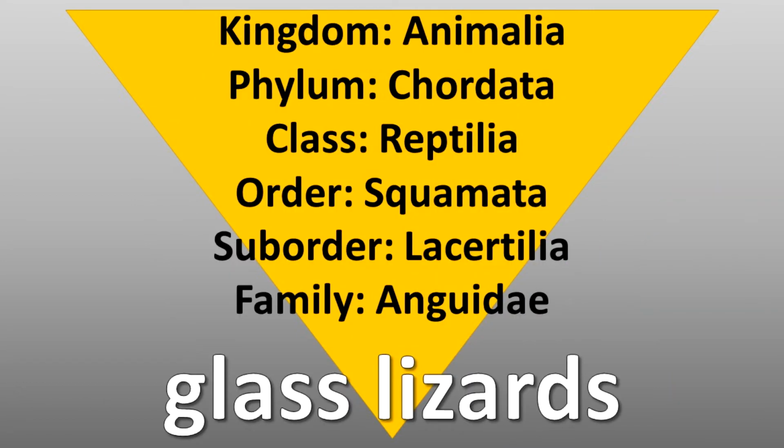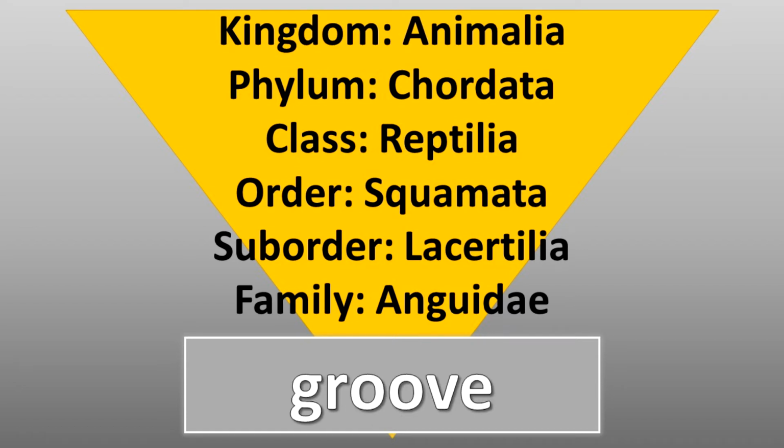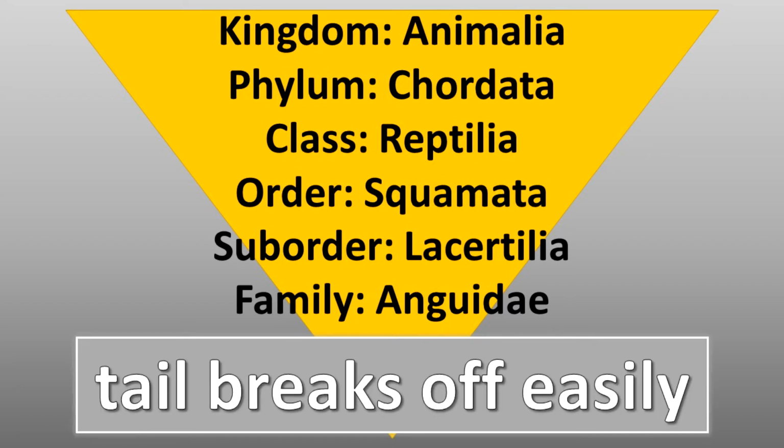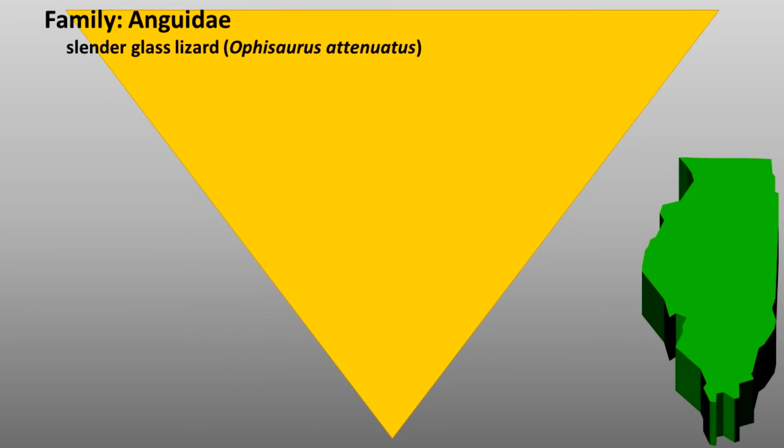The family Anguidae contains the glass lizards. The glass lizards have a bony plate in each scale and a groove along each side of the body. The tail is easily broken off the body. In Illinois, this family has 1 genus and 1 species. The slender glass lizard is the Illinois species of this lizard family.